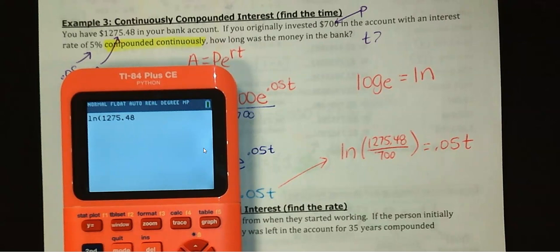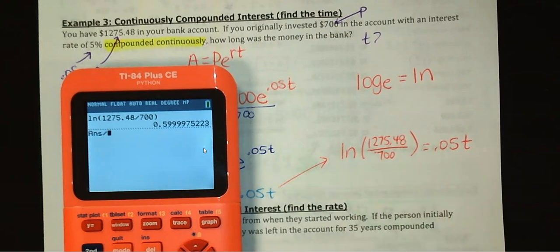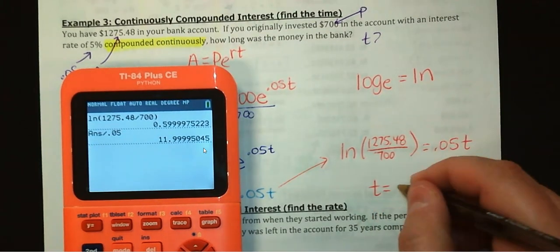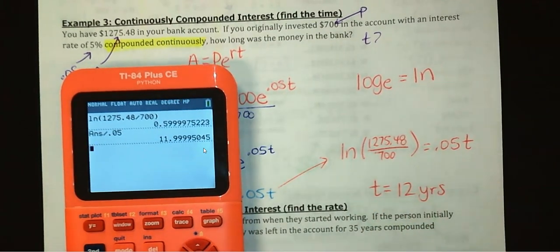1275.48. You can't use a fraction key here. You have to just use the division sign. So I'm going to do natural log of that. And then I'm going to divide it because I'm multiplying my time by 0.05. So I'm just going to divide by 0.05. And then what would you guys round that to? This is just going to be 12 years.